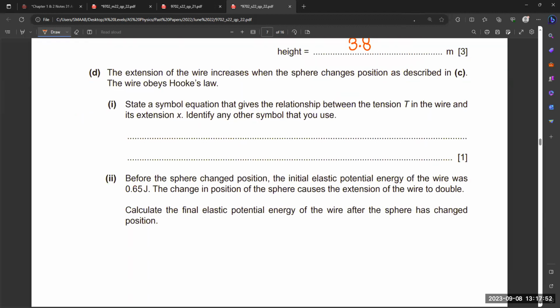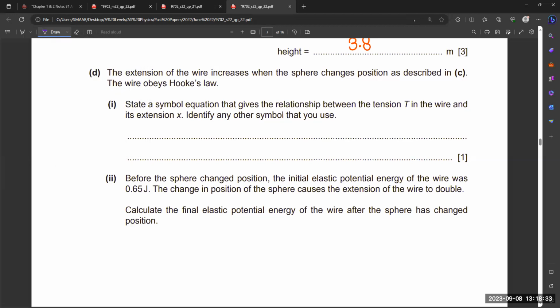And the next part is: the extension of the wire increases when the sphere changes position as described in C. The wire obeys Hooke's law. So basically you have some concept of Hooke's law, right? F equals minus kx. So in the answer they are asking, state a symbol equation that gives the relationship between the tension in the wire and its extension. Identify any other symbol that you use. So basically they are asking about the equation.